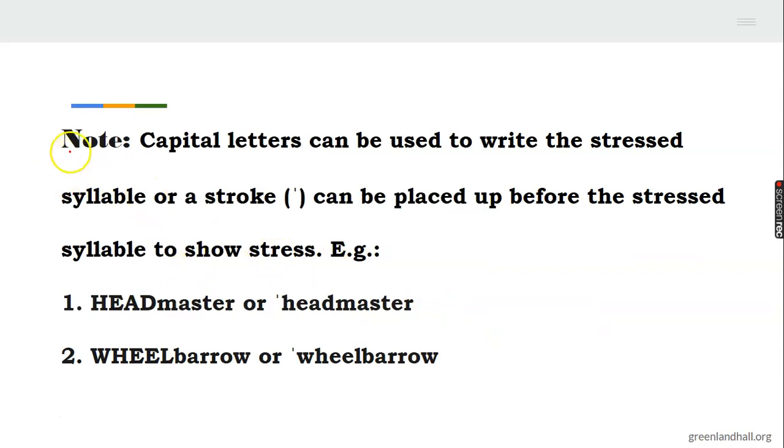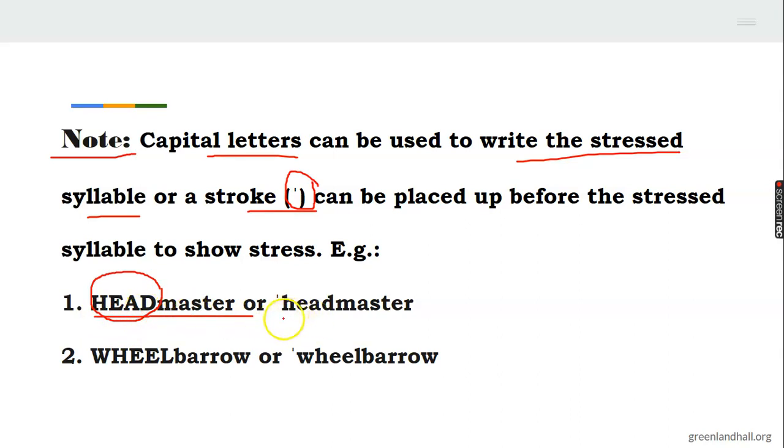Now you need to note some things when you are attaching stress to a particular syllable in a word. We use capital letters to write the stressed syllable, or a stroke. A stroke can be used to show stress. When you're using a stroke, you place the stroke up before the stressed syllable. Take for example the word headmaster. We have our stress in the first syllable, head. That's where we have the stress, and so we use capital letters.